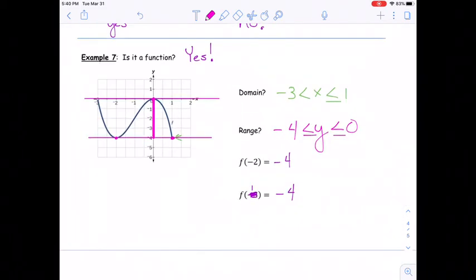And that concludes our notes on relations and functions.